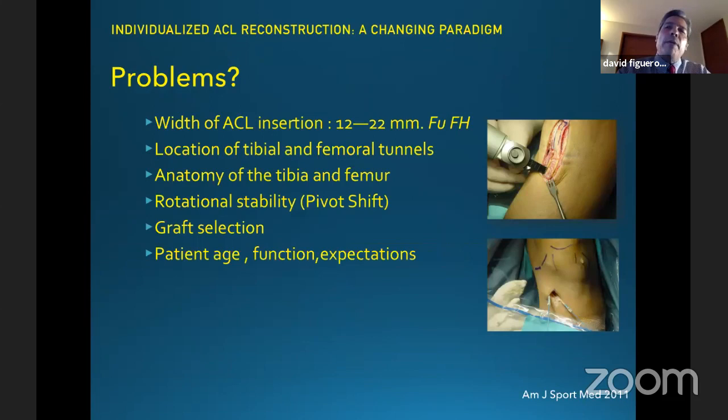However, there are also many problems still unsolved by an anatomic position. The width of the ACL insertion varies between patients from 12 to 22 millimeters. The location is sometimes not easy to specify. The anatomy of the tibia and femur also has some variations. Rotational stability is not always controlled by the anatomic reconstruction. The graft selection, we'll take a look at soon, in the graft choice. And the gender, age, function, and expectations of the patient have to be taken into account at the moment of the reconstruction.